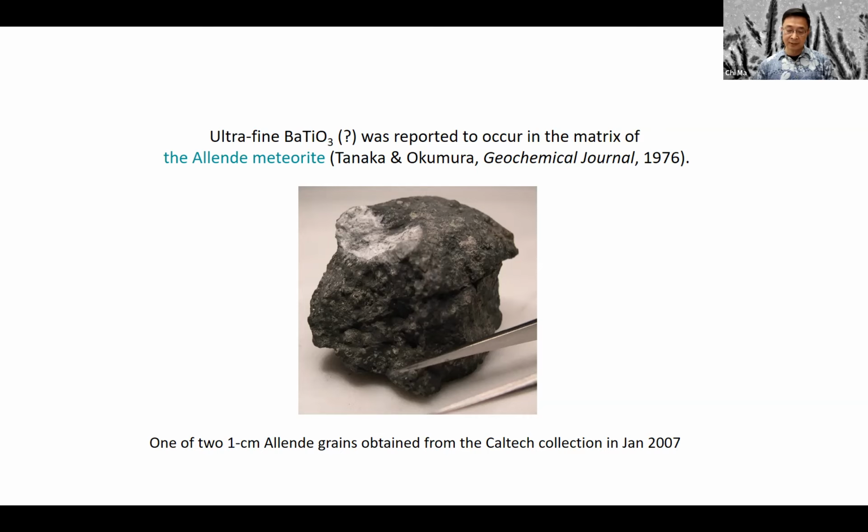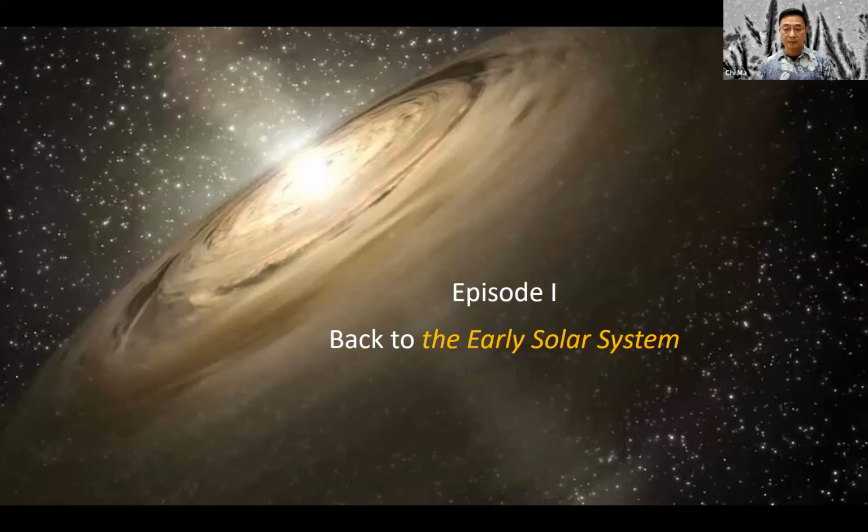So now, 15 years later, I still haven't found even a hint of barium titanate in the matrix of Allende. But instead, I have discovered now 19 new minerals. All right, now present episode 1. Back to the early solar system.